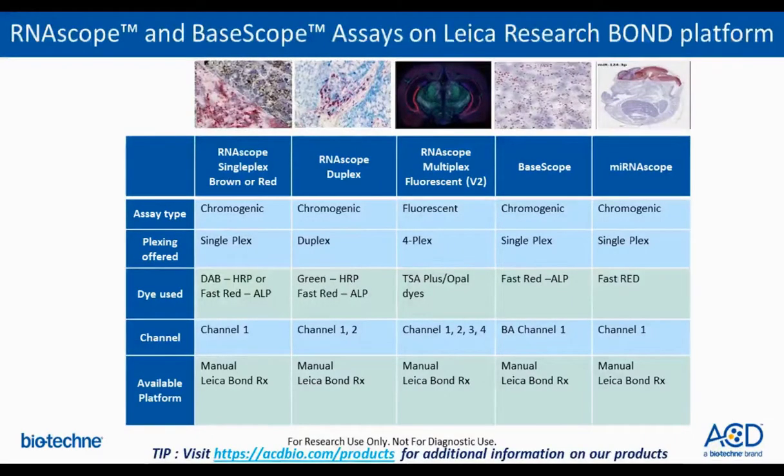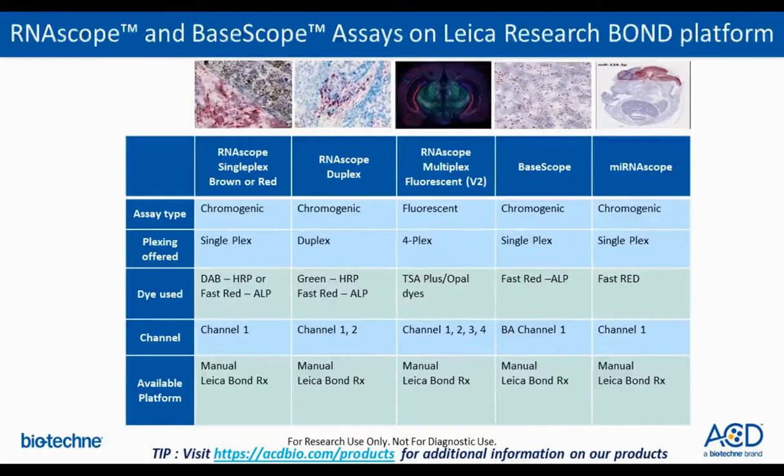The single-plex brown uses HRP as an enzyme and DAB as a substrate to give you a brown pigment. The RNAscope red is giving you instead a red dot, a red pigment, and it's using alkaline phosphatase as an enzyme and Fast Red as a substrate. They're both single-plexes, so they both detect only one target, and they're perfectly compatible with the Leica BOND RX system.